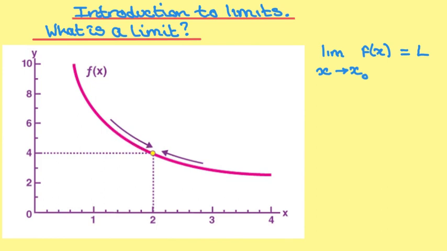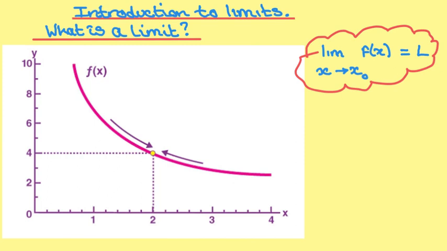In this diagram we can see that as x gets closer and closer to 2, the function gets closer and closer to a limit of 4. A simple definition of a limit is the limit as x reaches x0, which is any value of x, of the function is equal to L, which is the limit as x reaches that value.